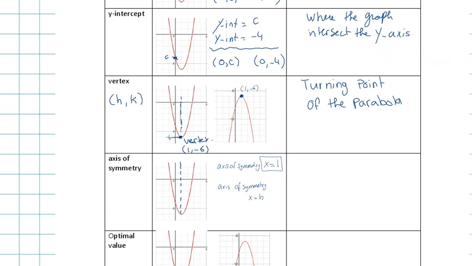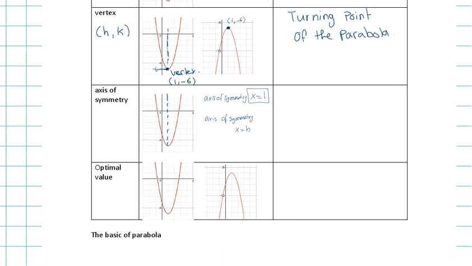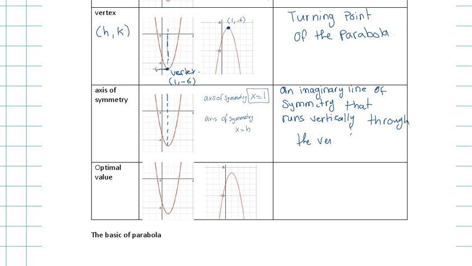So the axis of symmetry is an imaginary line that runs vertically, an imaginary line that we draw vertically and pass through the vertex.